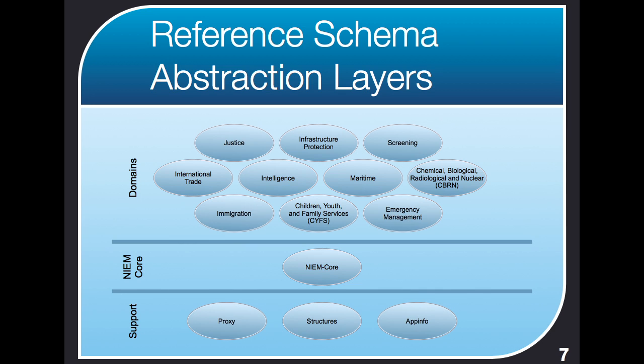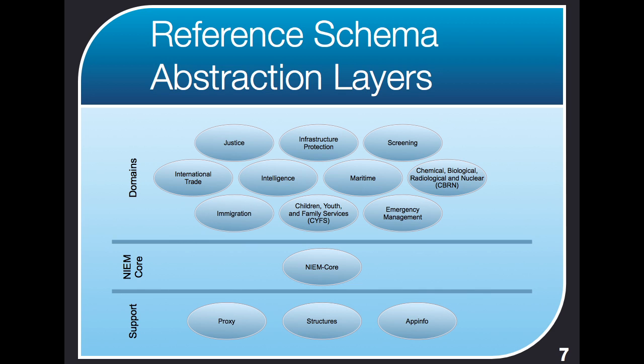Then the layer above that are the separate domains. And right now you see 10 different domains. At the time I made this slide, there were 10 domains. There may be more when you're watching this. I have no way of knowing. There will be more in the future. How quickly more are added is anybody's guess.